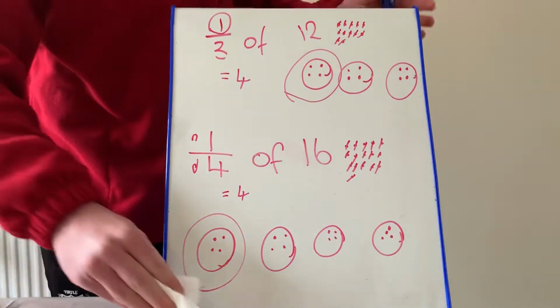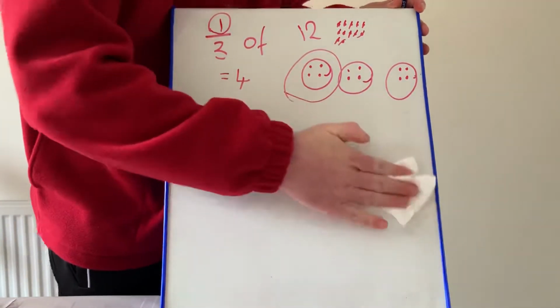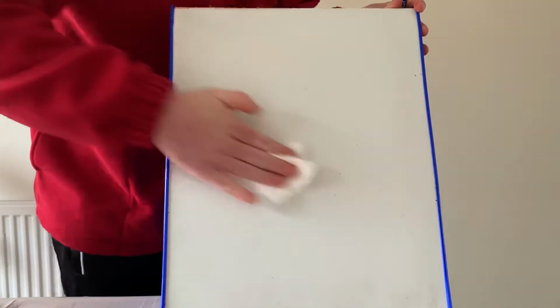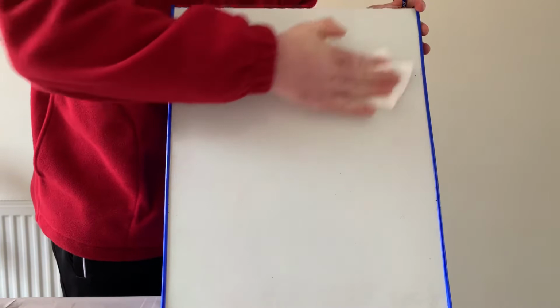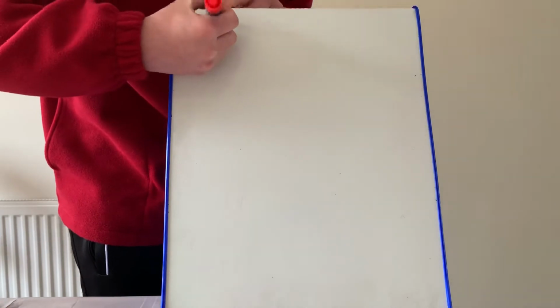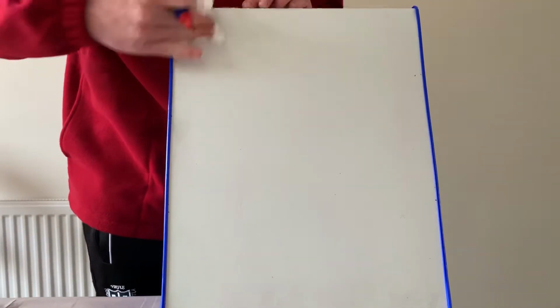While I rub that out, I want you to have a go and see if you can find what 1/3 of 9 would be. Pause the video and have a go at that for me. So 1/3 of 9 is 3. Okay, well done if you worked that out yourself.